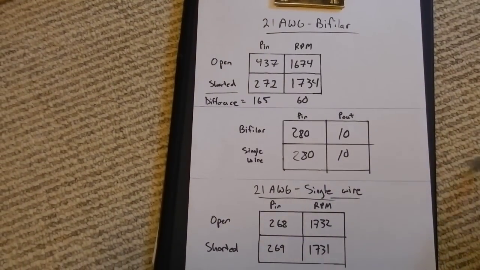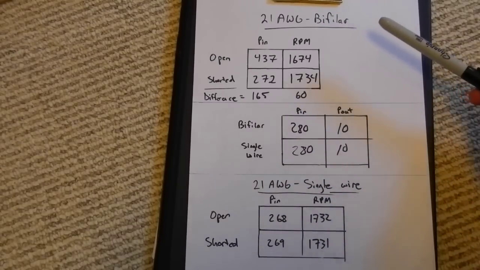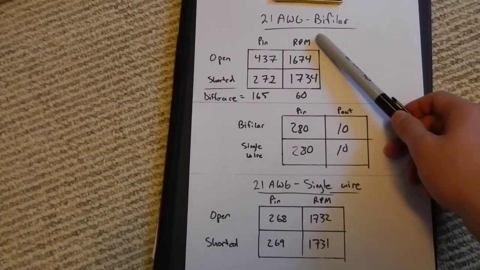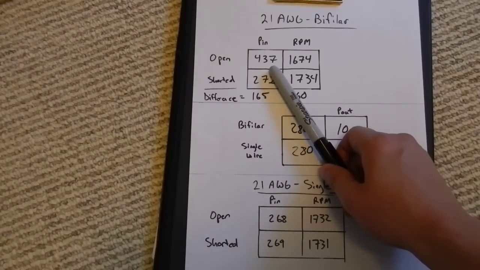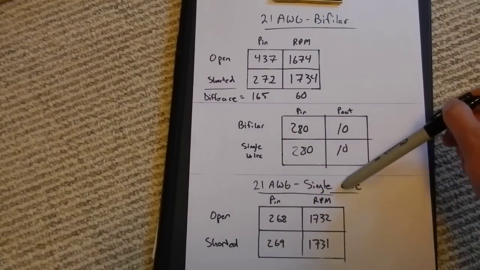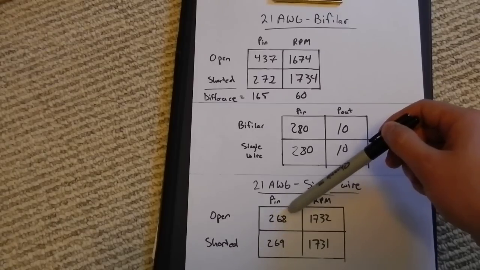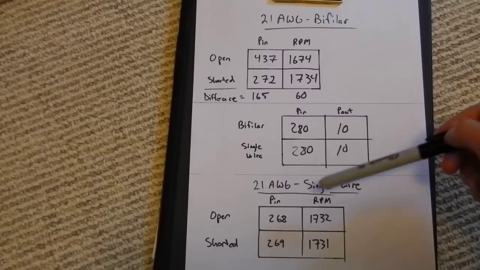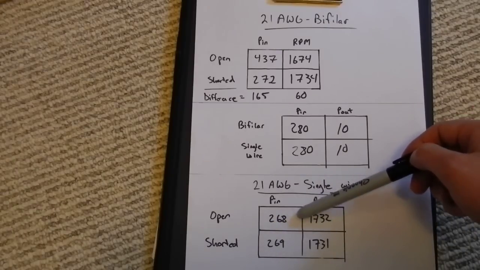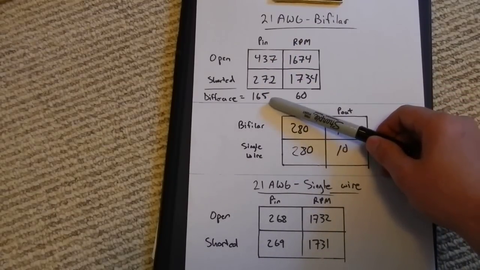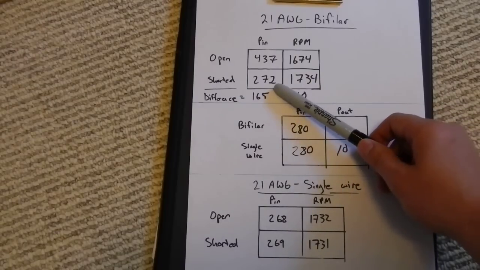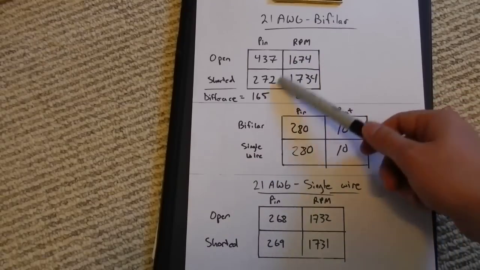Okay, so here are our final results tabulated, and I think the conclusions should be pretty clear from these experiments. The 21 gauge bifilar wire, when it's running open, is consuming 437 watts, whereas the 21 gauge single wire running open is consuming 268 watts. That's a huge discrepancy in the input power when the coil is open. When you short the 21 gauge bifilar wire, your speed goes up and your power input goes down. So it looks really, really impressive.